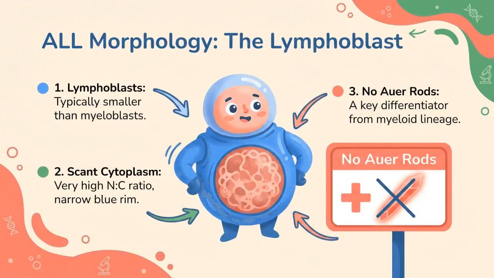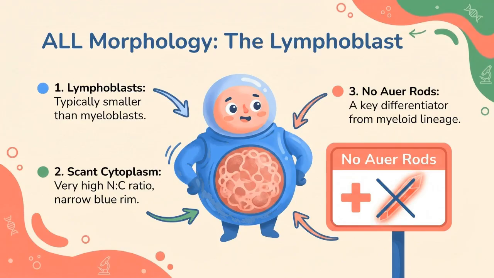Moving from the overview of ALL, let's now delve into the specific morphology of lymphoblasts, the hallmark cells of acute lymphoblastic leukemia. Lymphoblasts are typically smaller than myeloblasts, though their size can vary. A defining feature of lymphoblasts is their scant cytoplasm. The nucleus occupies a very large proportion of the cell, resulting in a very high nuclear to cytoplasmic ratio, with only a narrow rim of basophilic or blue cytoplasm visible. This scant cytoplasm is generally agranular, meaning it lacks the specific granules that can be seen in myeloid cells. Crucially, lymphoblasts do not contain our rods.